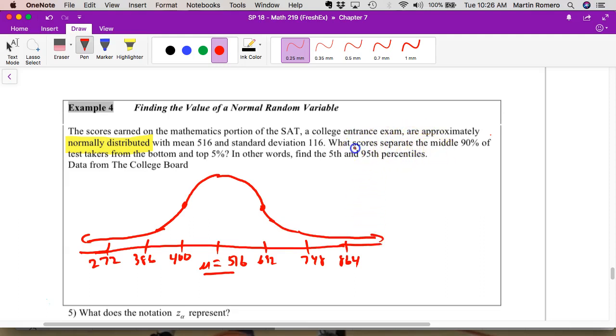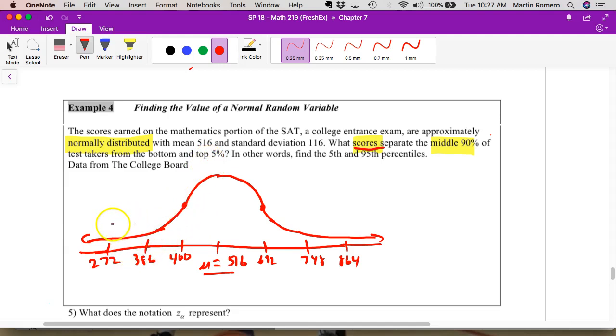What scores separate? So I'm looking for scores now, and I'm given the middle 90% of test takers, and then we want the top 5. So we have two situations here. What scores separate the middle 90% of test takers from the bottom and top 5%? Okay, got it. Remember, this graph represents everybody. And so what we're looking for somewhere over here is the bottom 5%, and somewhere over here the top 5%.